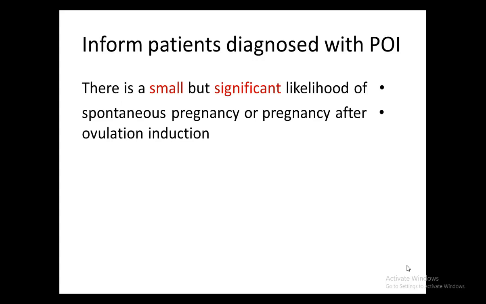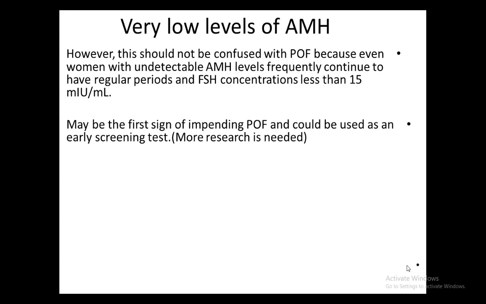When we diagnose a patient with premature ovarian insufficiency, we must inform her that there is a small but significant likelihood of spontaneous pregnancy or pregnancy after ovulation induction. A very low level of AMH should not be confused with premature ovarian failure, because even women with undetectable AMH levels frequently continue to have regular periods and FSH concentration less than 15 milli-international units per mL. It may be the first sign of impending premature ovarian failure and could be used as an early screening test, but more research is needed to confirm this.